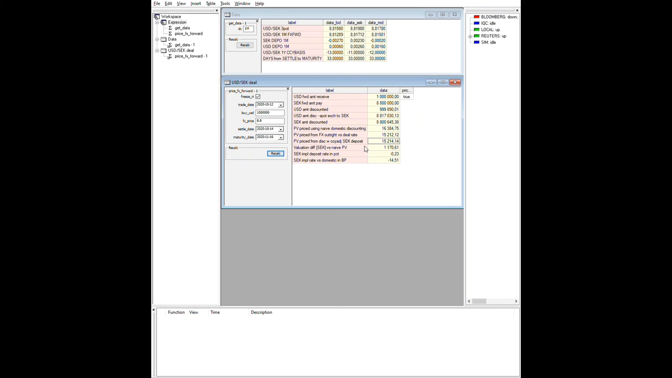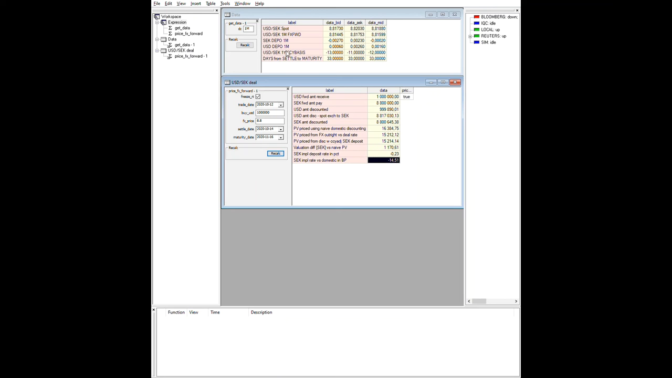So another way of doing this is backing out, like we said before, the SEK implied deposit rate that would make this equation go together. That would mean that instead of having a minus 0.002% rate, we would need a minus 0.23. And in effect, on a year basis, this is a 14 basis point spread on the SEK. And this spread is the currency basis spread that we're talking about.